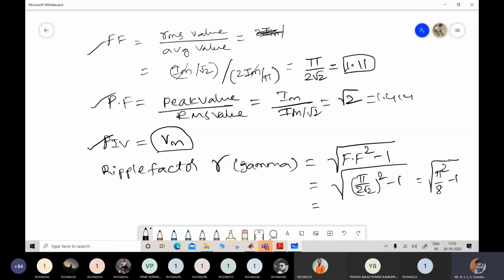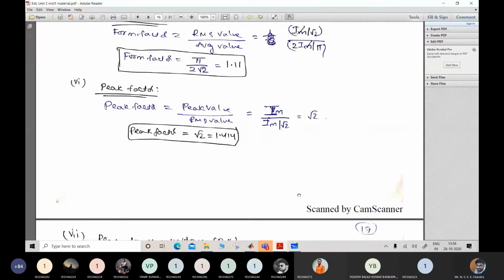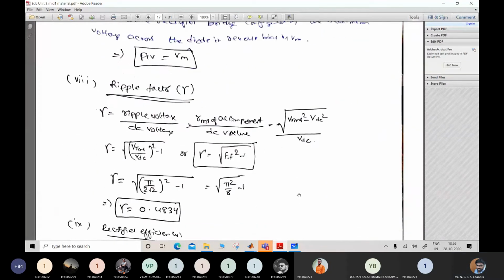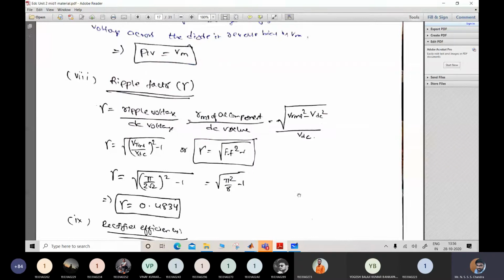Tell me the value. 0.4834. 0.48. What are you getting? Are you getting 0.4834? Yes, sir. Okay, so you are seeing the same thing in the notes also. It is 0.4834. So next is rectifier efficiency.